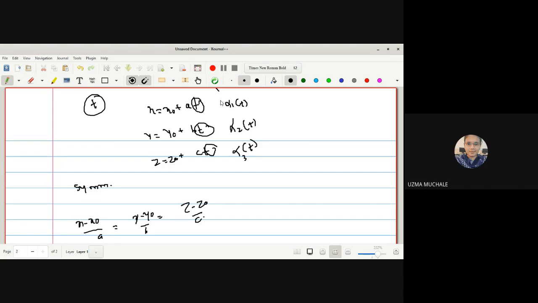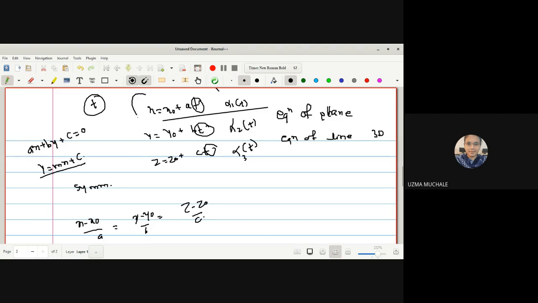Okay, the next question I will ask you is: what is the equation of a plane? And before that, we have to discuss what the equation of a line in 3D space is. Just now we have seen the equation of a line in 2D space, that is ax plus by plus c is equal to 0. If c is 0, then this line passes through the origin. y is equal to mx plus c. This is the slope point form, and this is the parametric form, and this is the symmetric form.